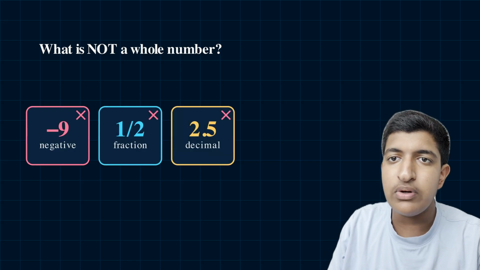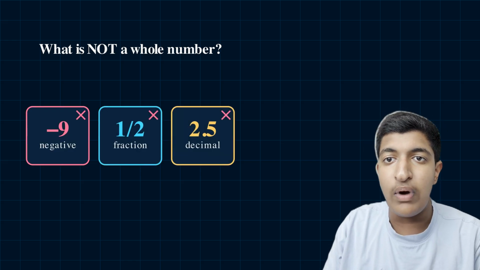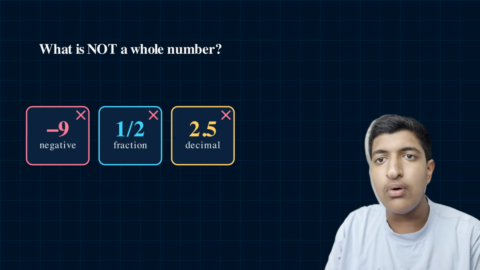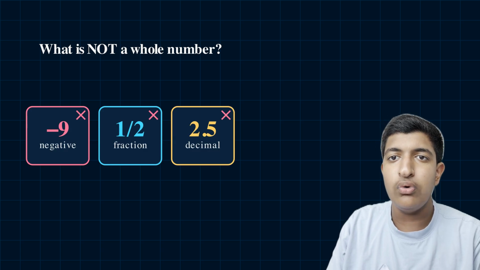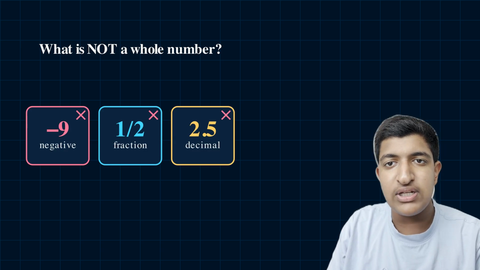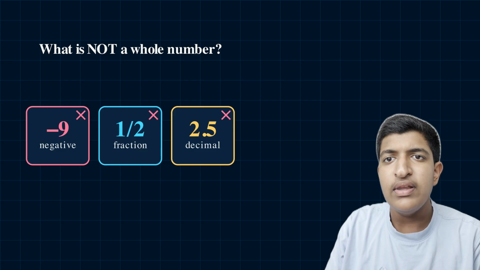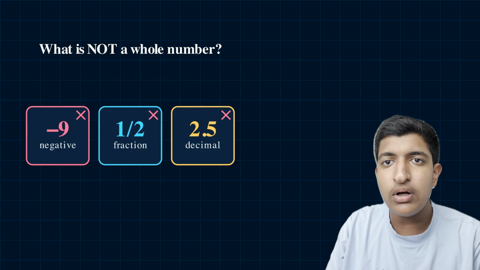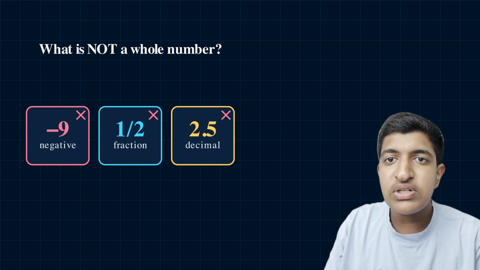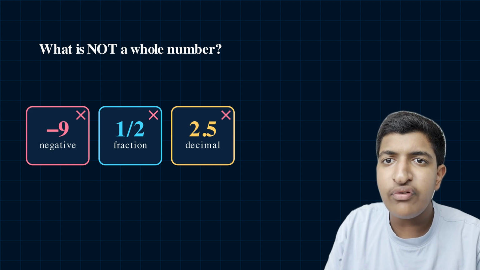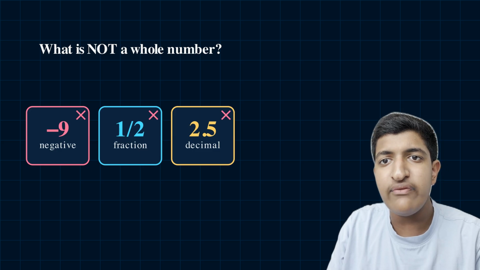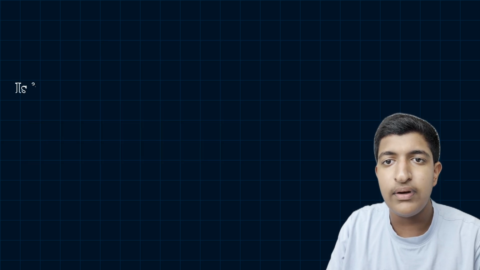First, negative numbers. Negative 2 is not a whole number. Why? Because whole numbers start at 0. Negative numbers are to the left of 0 on a number line, so they're not part of the whole number set. Next, fractions. 1/2 is not a whole number. That is because 1/2 is only part of an object. Whole numbers count complete objects, not pieces. 3/4 is not a whole number either. And decimals, like 2.5, are also not whole numbers because 2.5 means 2 whole objects and part of another one.